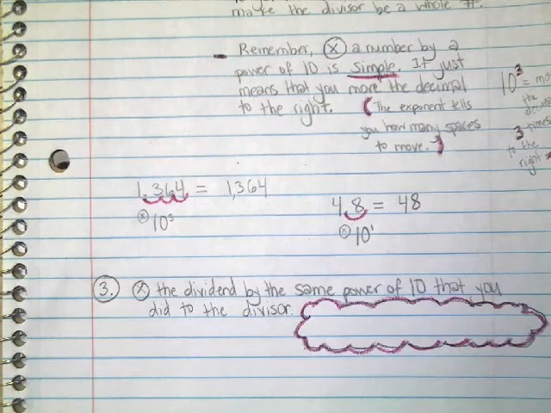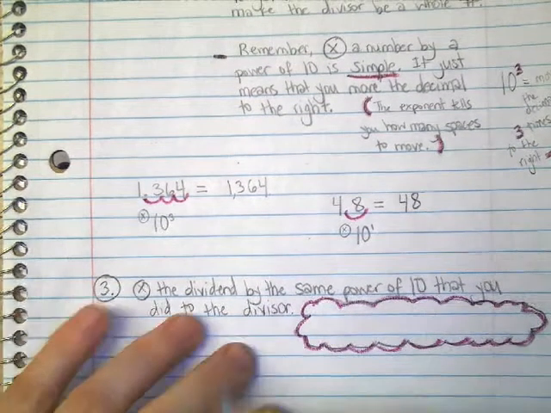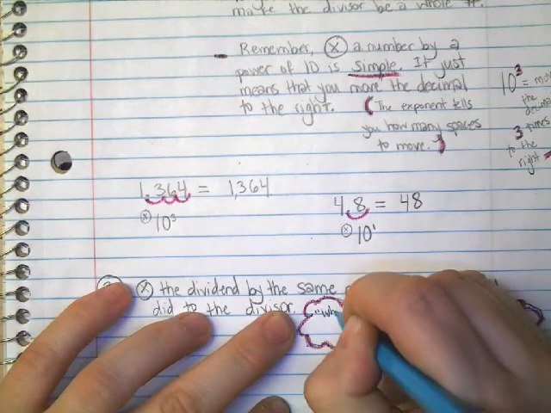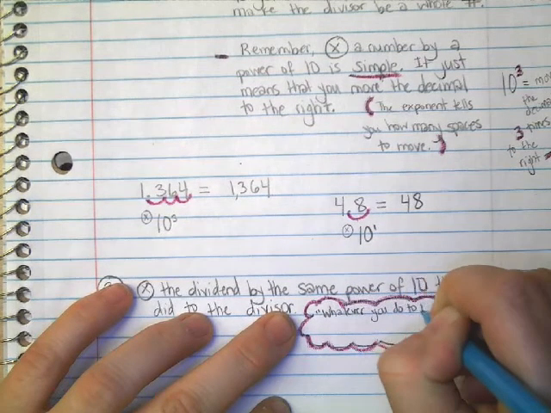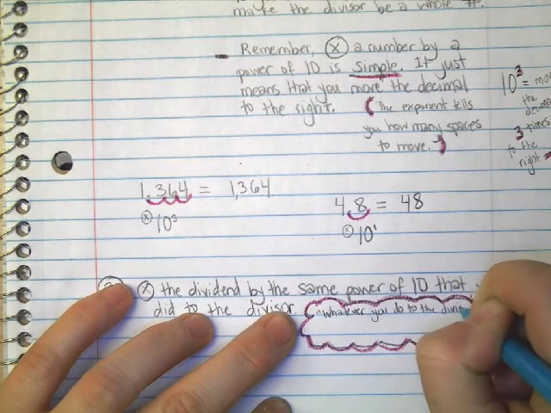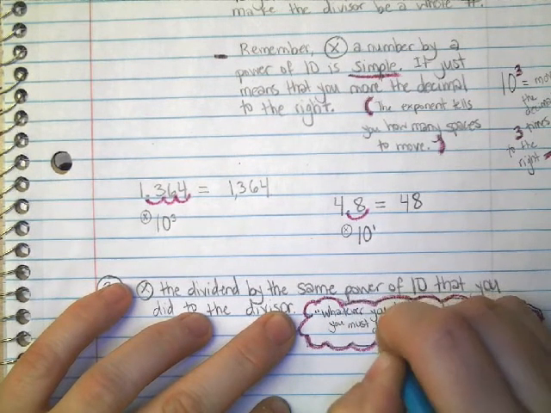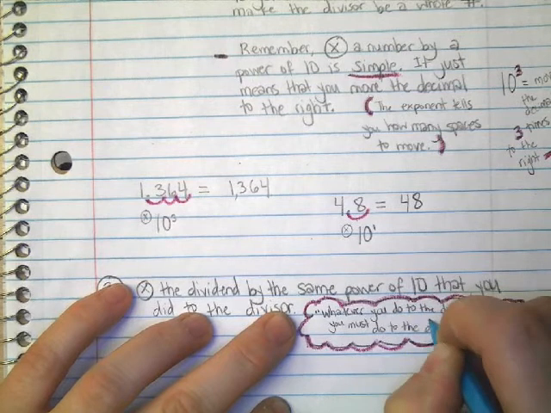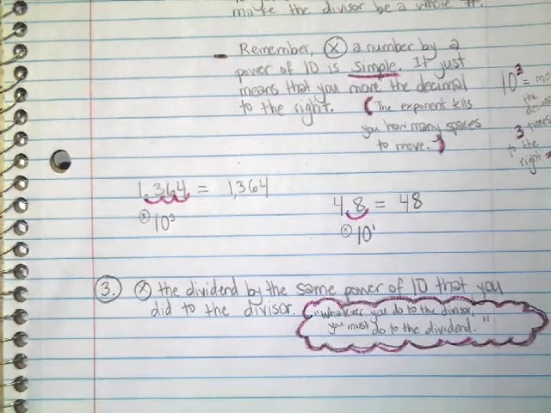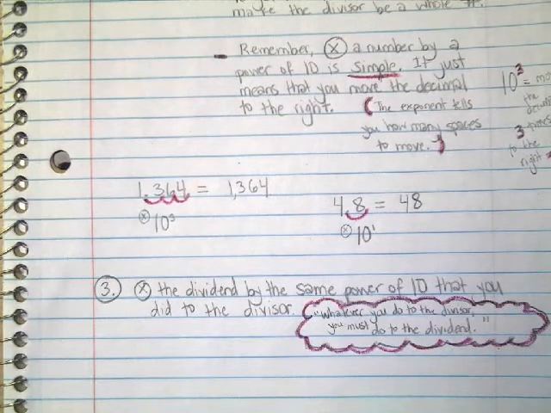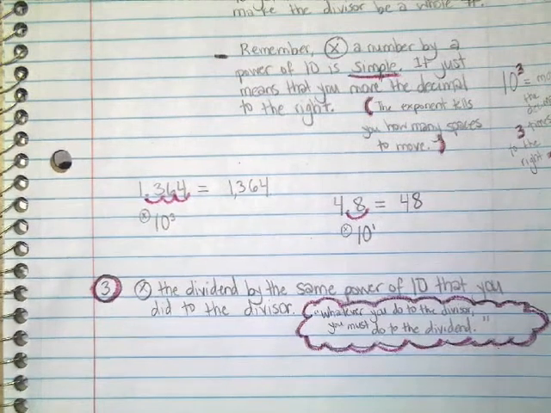So if I'm going to move the decimal in the divisor, it means I have to do the same thing in the dividend. You can't just change something and not change the other part of it. So whatever you do to the divisor, let's put that in quotes, comma, you must do to the dividend. That is step number 3.